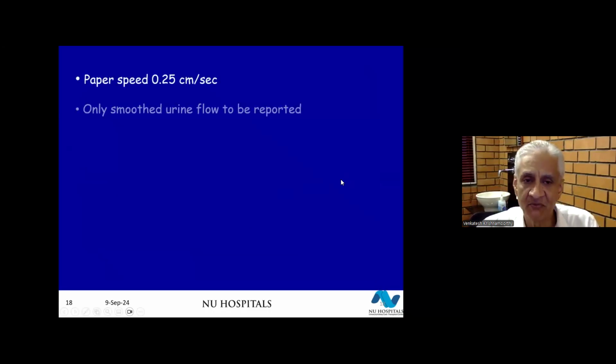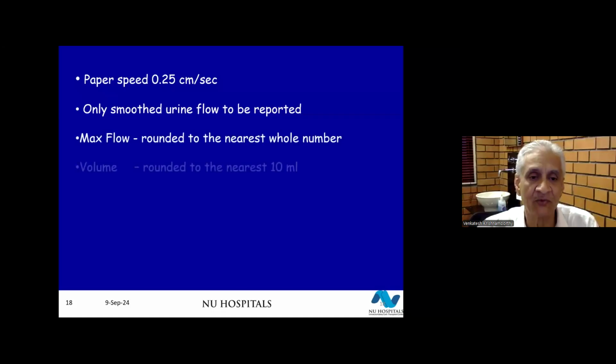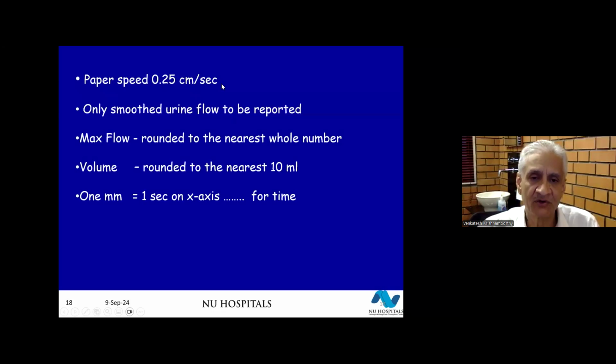Remember, there are some important things that you have to pay attention to. One is the paper speed should be set at 0.25 centimeters per second. Only a smooth urine flow is to be reported, which means you have a lot of these peaks that keep coming in several uroflowmetries. So you'll have to know what you are going to report it as.